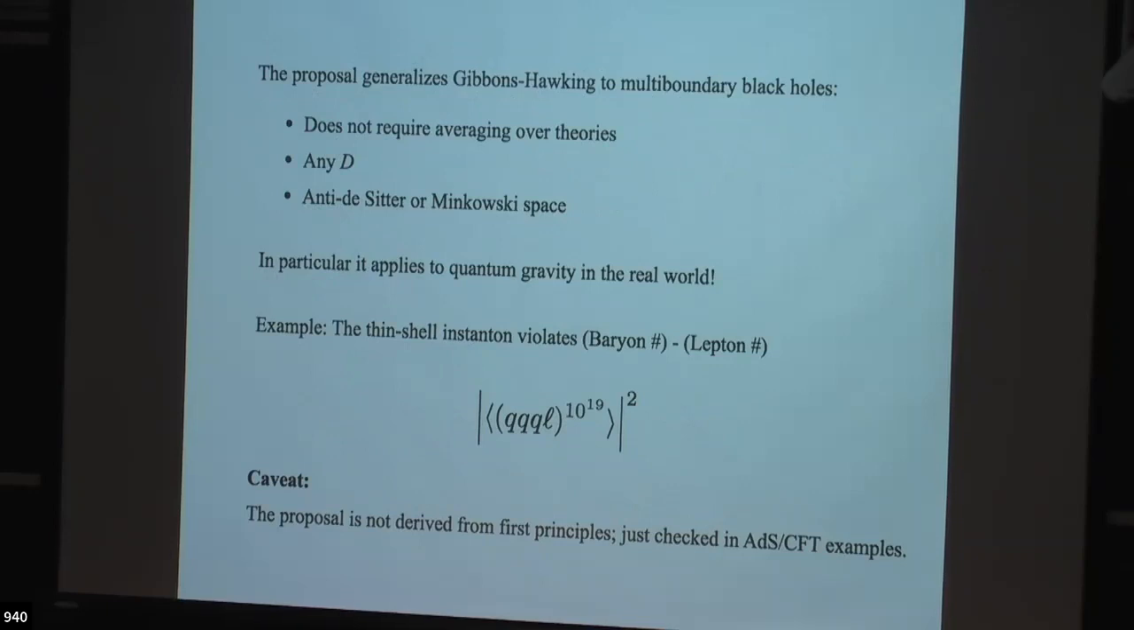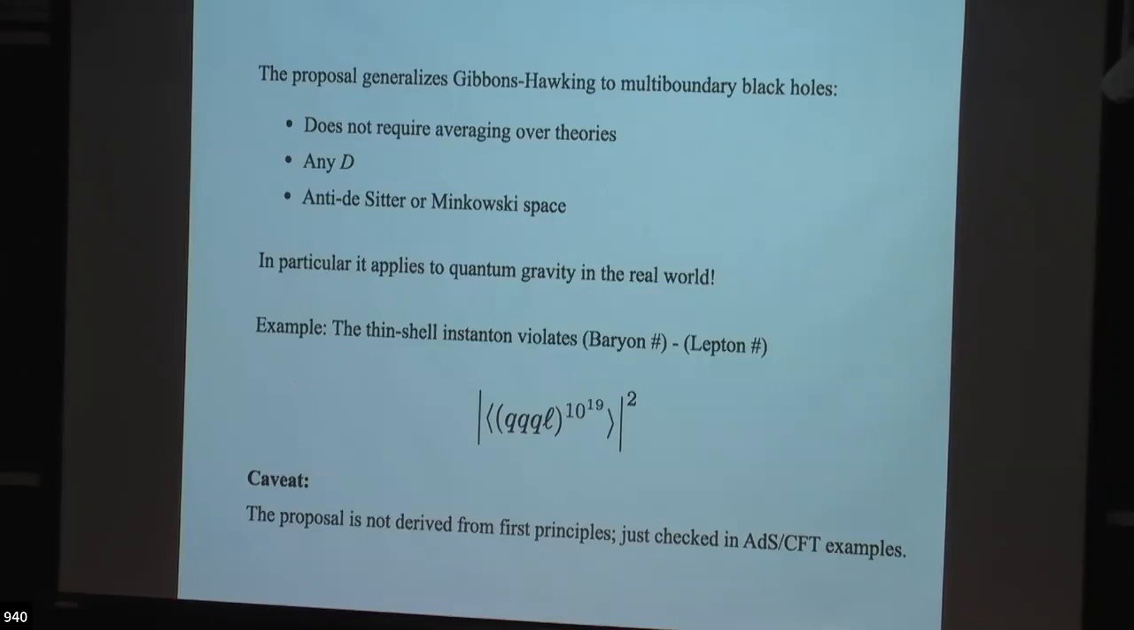So this proposal generalizes to multi-boundary black holes, basically. If you just have one boundary, then this is like Gibbons Hawking's Euclidean solutions. This is a proposal for multi-boundary black holes. It's quite general. It doesn't require averaging over theories. It works in any number of dimensions. It works in asymptotically AdS or in Minkowski. And in particular, it applies to something like four-dimensional gravity in asymptotically flat space, like the real world.